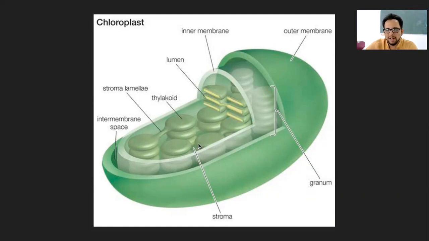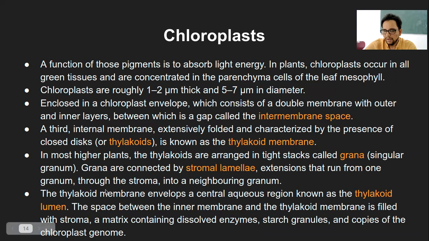So there will be stroma between thylakoids, and you can see here the stroma lamellae, which is the connection link between two thylakoid structures, right? It is not the connection link between two grana, remember it. It is the connection link between the two thylakoid discs. That is the chloroplast structure. And obviously grana are connected by the stromal lamellae extension that runs from one granum through the stroma to the neighboring granum. That is quite obvious.